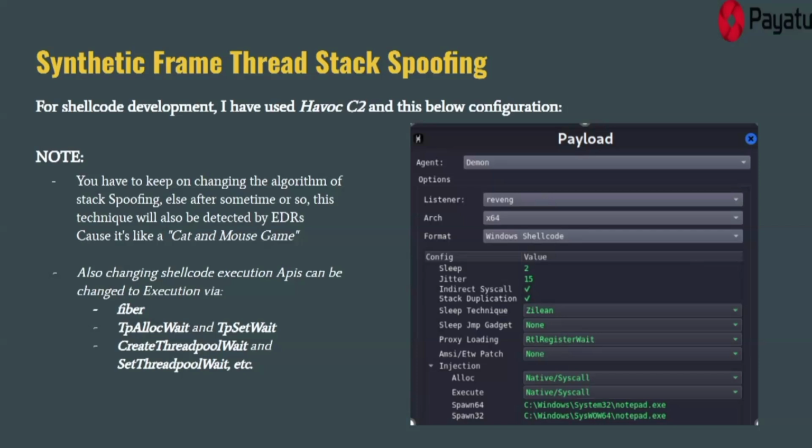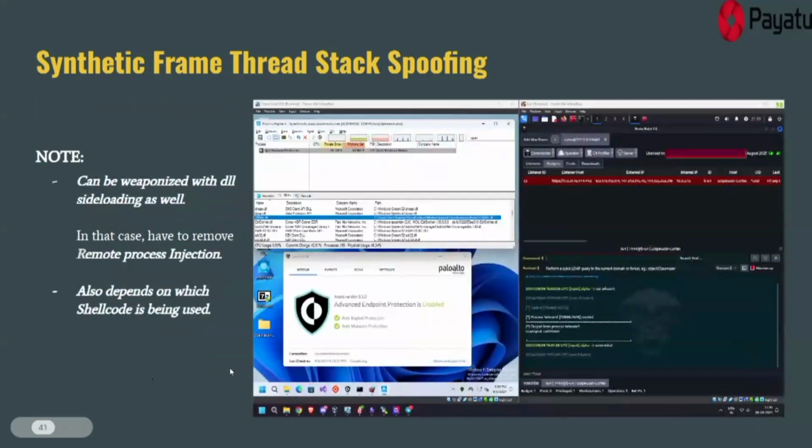Also, you can change the shellcode execution APIs to fibers, TpAllocWait, TpSetWait, CreateThreadpoolWait, SetThreadpoolWait, etc. And it can also be weaponized to perform DLL side loading as well. In this picture, you can see I was able to evade Cortex. What I did was perform DLL side loading: I transformed that particular POC, the DarkWidow one, into a DLL, changed the remote process injection into local process injection, and used Brute Ratel's shellcode, and I was able to evade Cortex. So yeah.